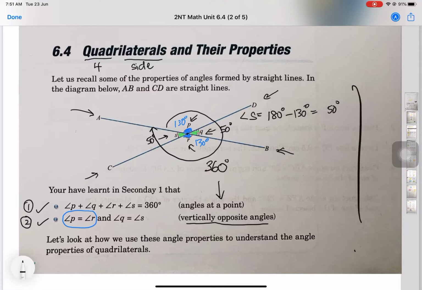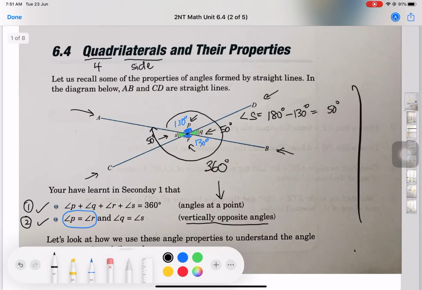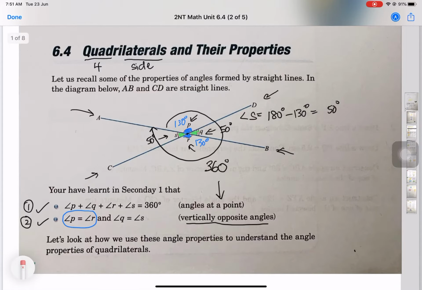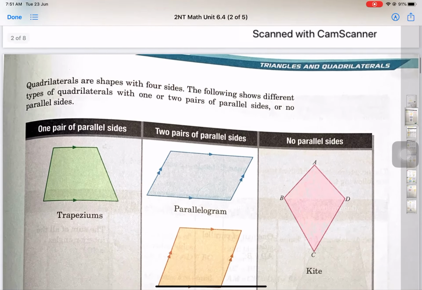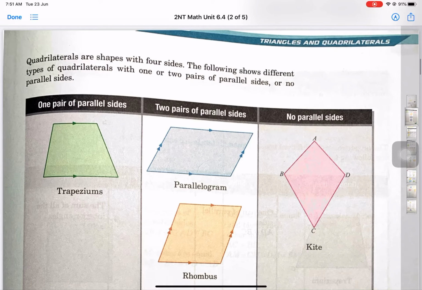Now we go and look at properties of quadrilaterals. Turn to page 195. Turn to your textbook as we are doing this. Now let's read at the top over here.